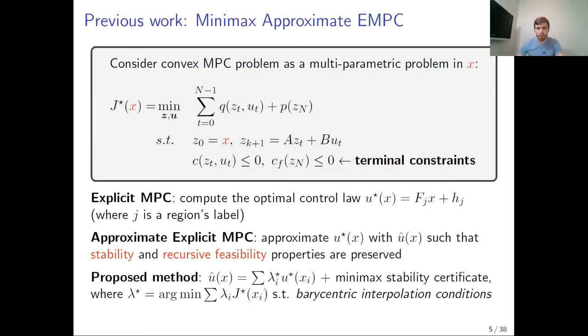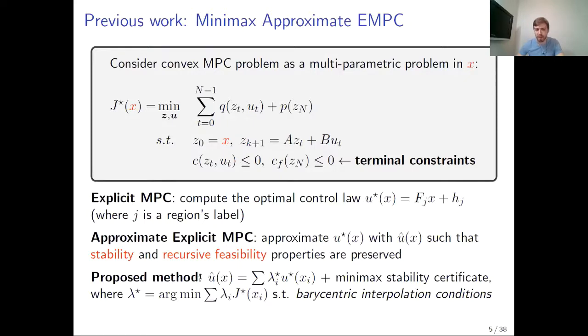There is another approach, which is approximate explicit MPC. Instead of computing the explicitly optimal control law, we're trying to approximate it with another control law which maintains the stability and recursive feasibility properties and might be characterized by a certain degree of suboptimality.